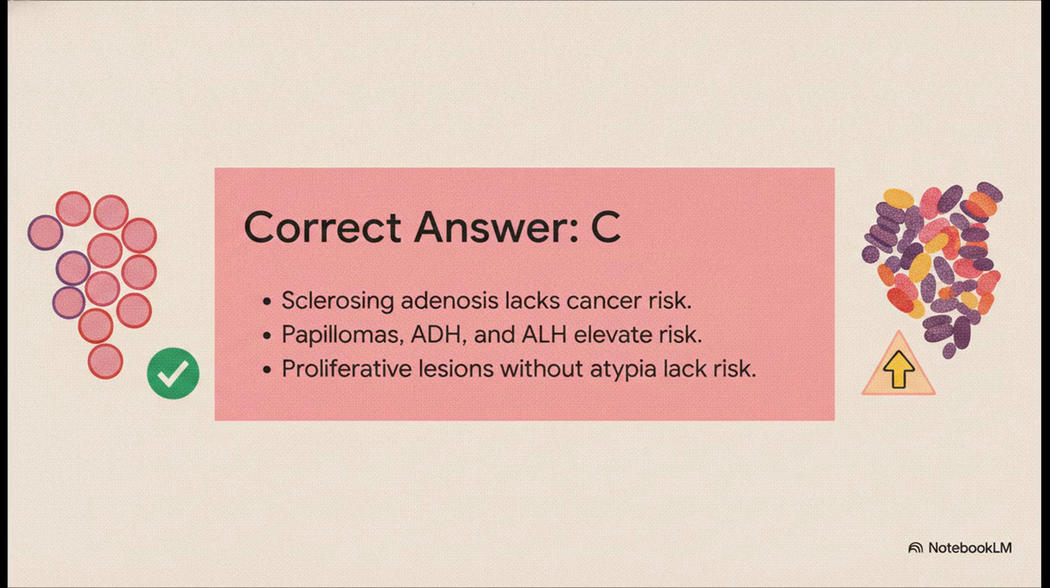Sclerosing adenosis is super common during the childbearing and premenopausal years. And yes, it is a proliferative lesion, but crucially, it has zero independent malignant potential. Now, multiple intraductal papillomas, ADH, and ALH, those all absolutely elevate a patient's lifetime risk for developing breast cancer. Your key pathology exam pearl? Proliferative lesions without atypia lack independent cancer risk.